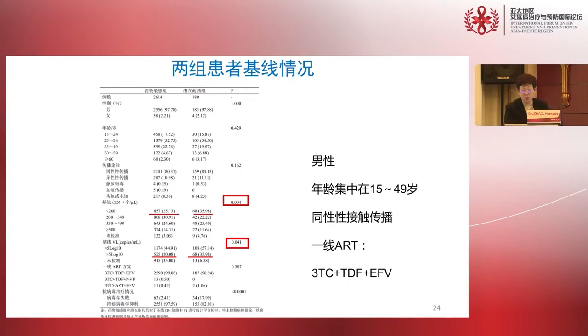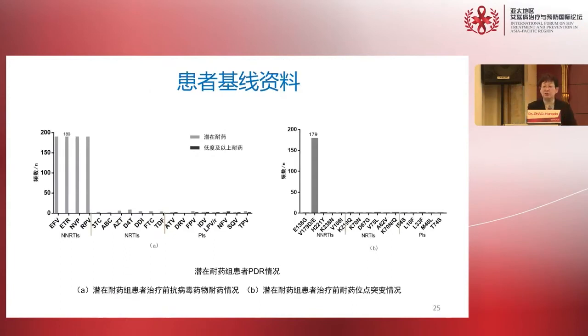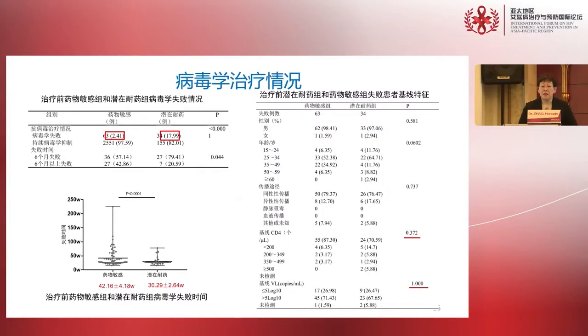this is the baseline characteristics. For example, low baseline CD4 and a high viral load, higher than 5 logs. They are the risk factors. You can see here, among these kinds of cases, all cases have a potential failure or potential resistance to efavirenz. And here you can see not only the difference in the failure rate. For the sensitive group, the time to failure is 42 weeks. However, for the patients with a potential resistance, the time to failure is 30 weeks.